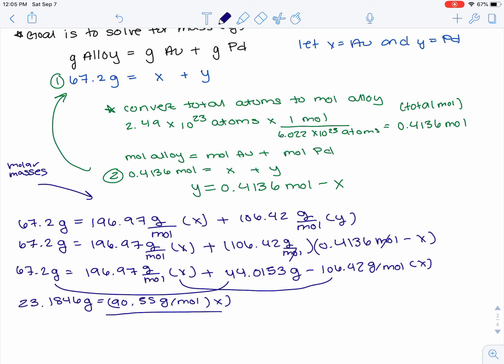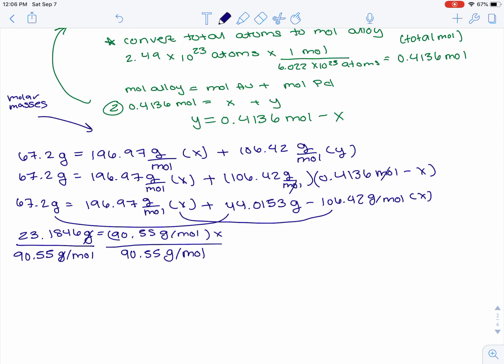And then you can divide by 90.55 grams per mole on both sides. And you'll see that your grams cancel and X is equal to 0.2560 moles. X is gold.